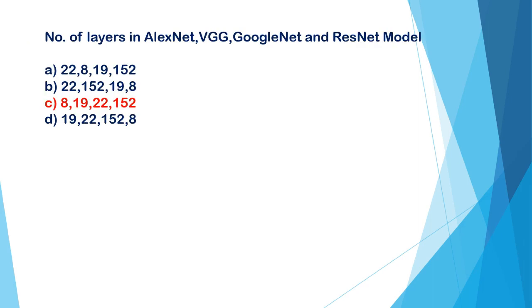Fourier. Number of layers in AlexNet, VGG, GoogleNet and ResNet models. A: 22, 8, 19, 152. B: 22, 152, 19, 8. C: 8, 19, 22, 152. Or D: 19, 22, 152 and 8. And the correct option is C. That is, AlexNet has 8 layers, VGG has 19, GoogleNet has 22 and ResNet has 152. So C is the correct option.